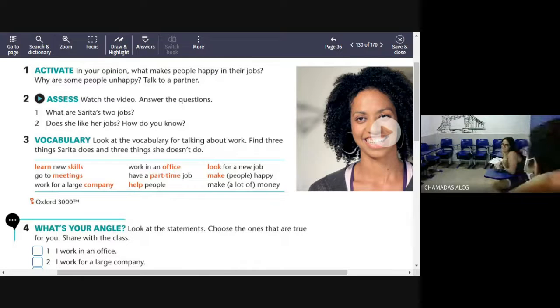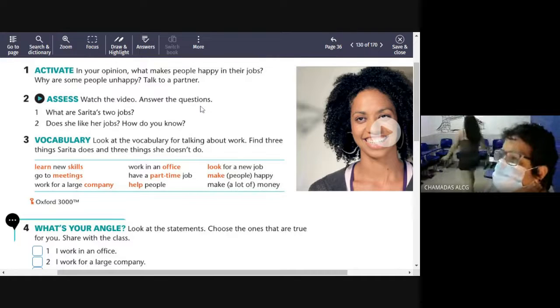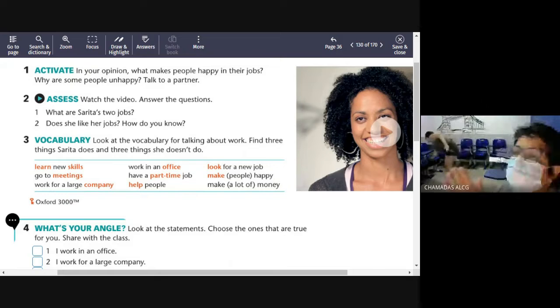Yeah. Oh, great. So, why are some people unhappy? What do you think? Come on, girls, the ones who are online, Stephanie, Duda. You can always participate if you want by writing here on the chat board if you don't want to speak. Okay? So why do you think some people are unhappy at work?